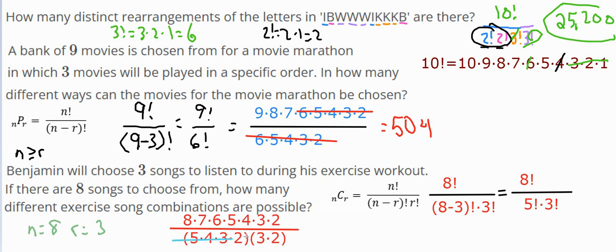So the 5 times 4 times 3 times 2 is going to cancel out the top and bottom. We could also cancel out the 6 because 3 times 2 is 6. And then we're just left with 8 times 7, which of course is 56 as our answer.